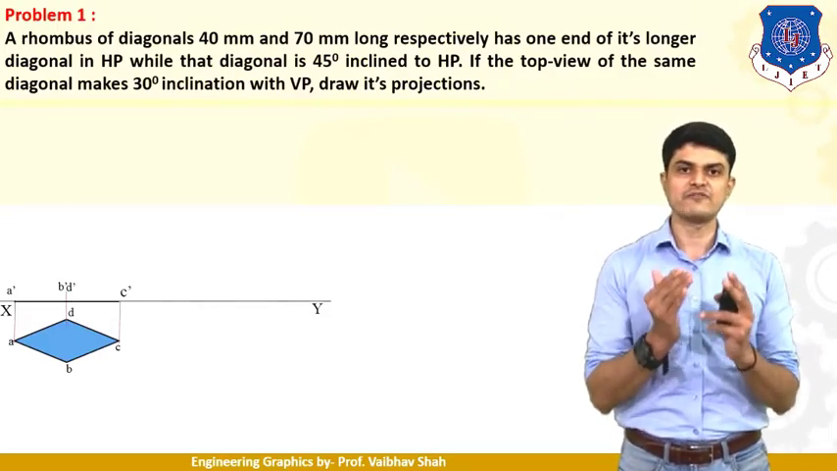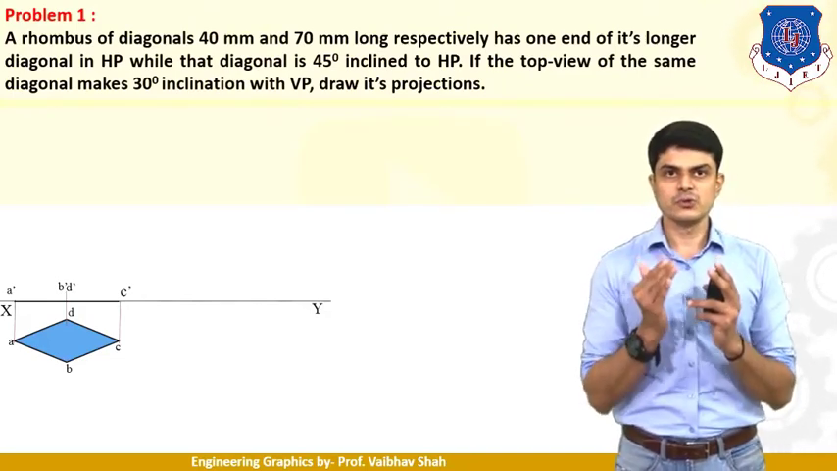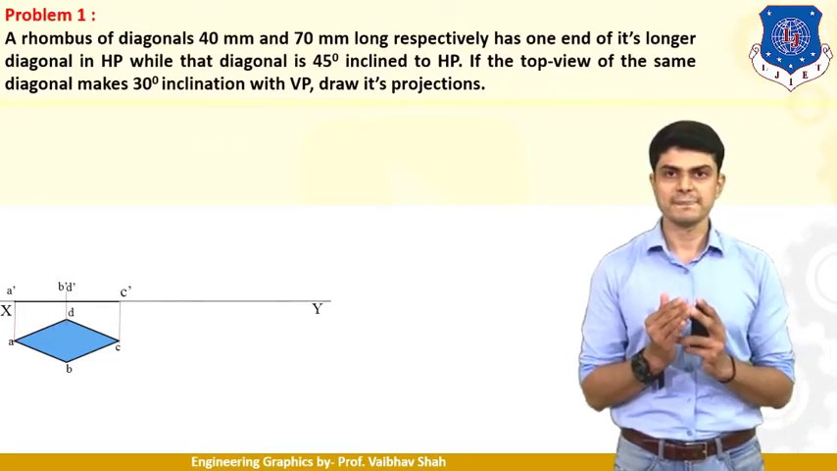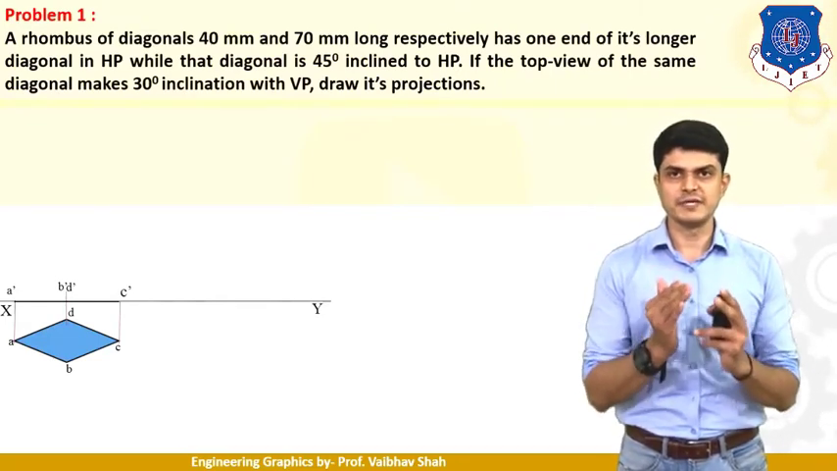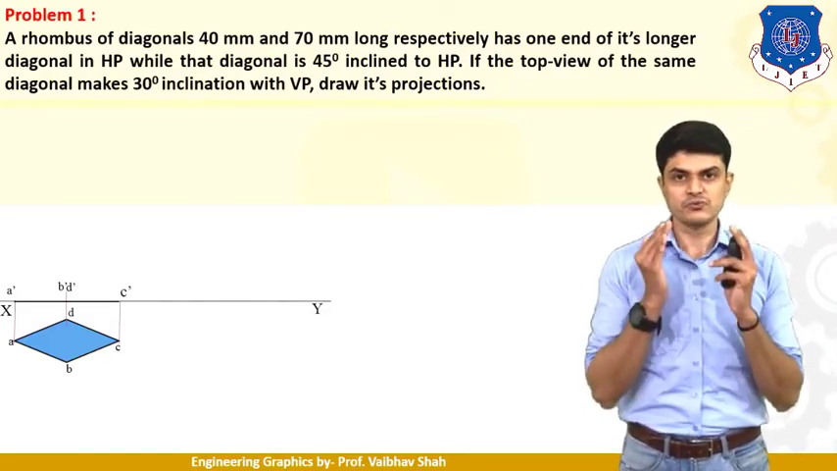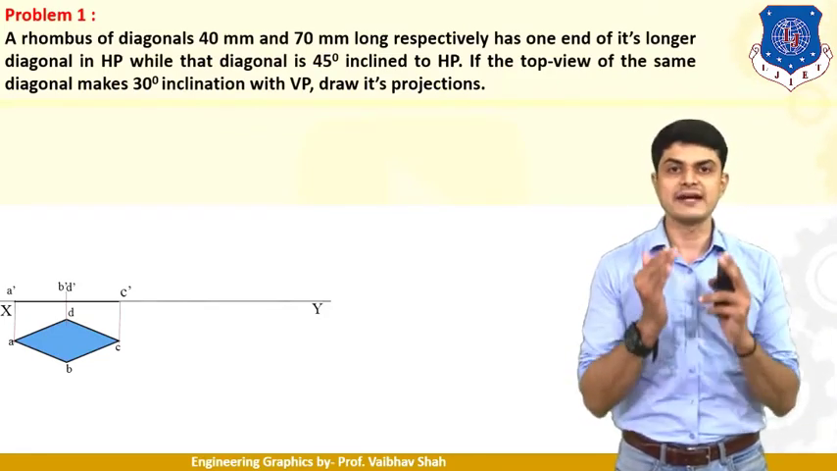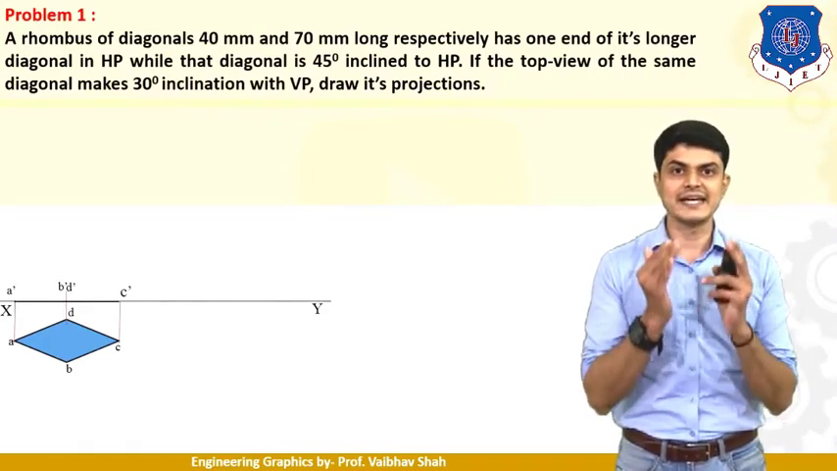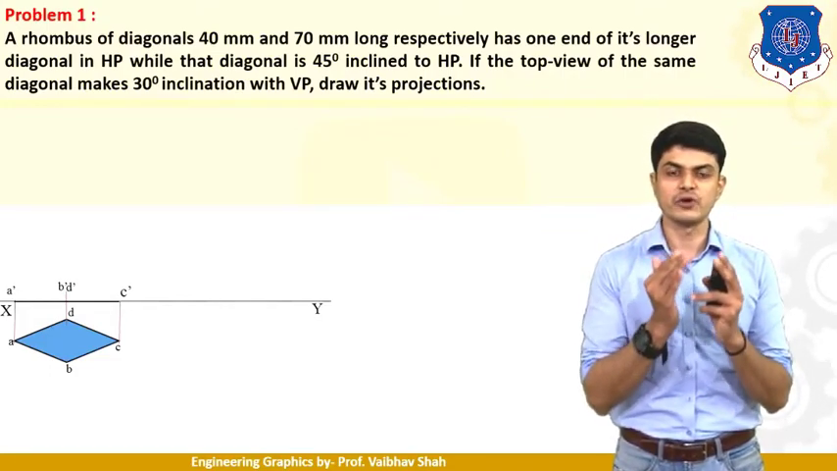So let us find out the data for HP first. It is said that one end of its longer diagonal is in HP, while the diagonal is 45 degree inclined to HP. So we are talking about the same diagonal which is resting in HP. It is now at 45 degree inclined to HP. As your object is resting on HP, we are taking the data with respect to HP first. Remember that. So here we need to incline this diagonal 45 degree to HP.